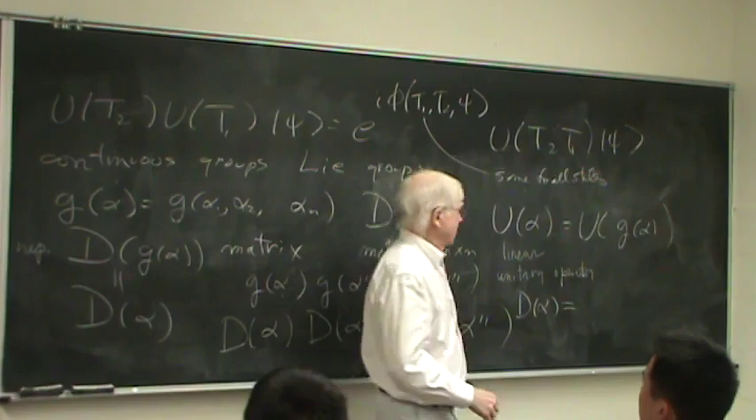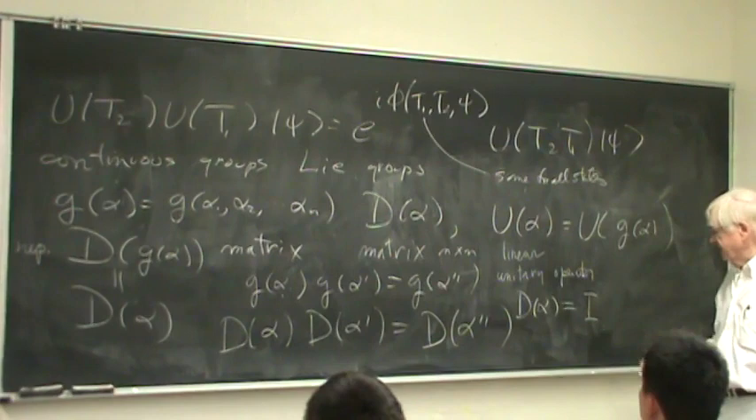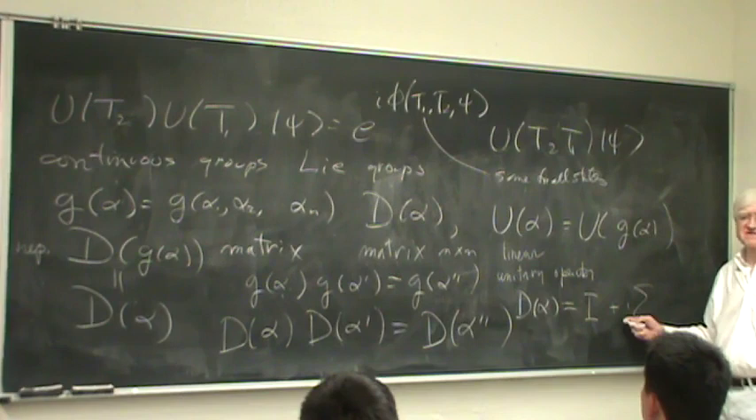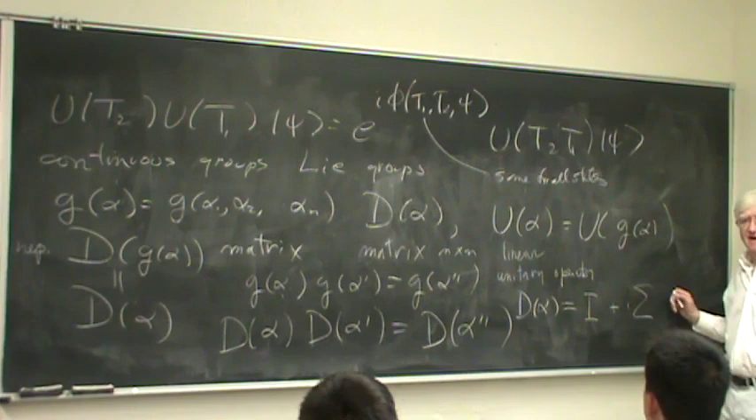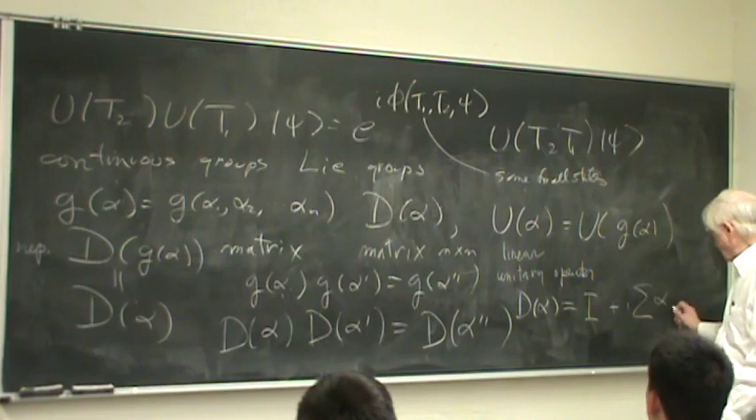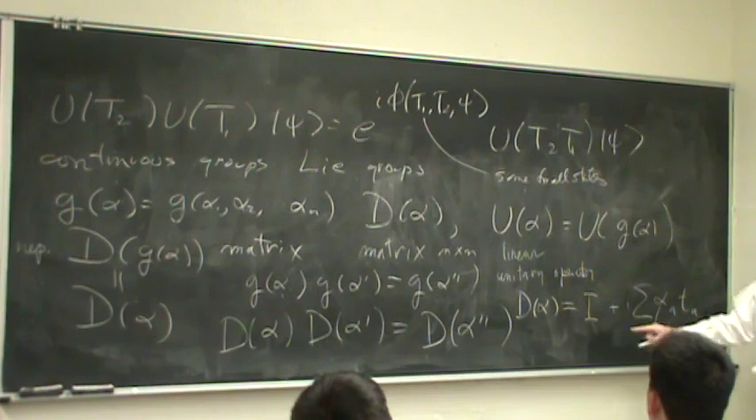Okay, so what about an element of the group that's very close to the identity? This is the n by n identity matrix plus i, in order to make things Hermitian, alpha sub a, T sub a. In a math class, the mathematicians don't have this compulsion of pulling out the i. They just drop the i and have to deal with things that are not Hermitian. Anyway, we call these T's generators. These alphas are real numbers, i is the square root of minus 1, and if the D is unitary, then the T's are Hermitian.